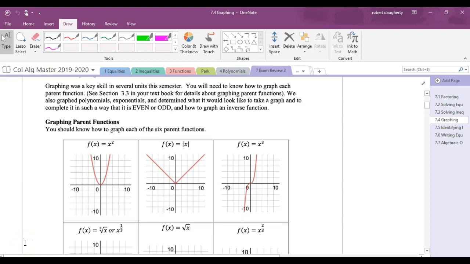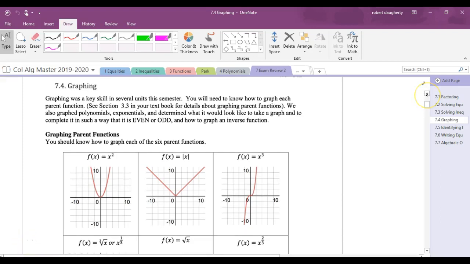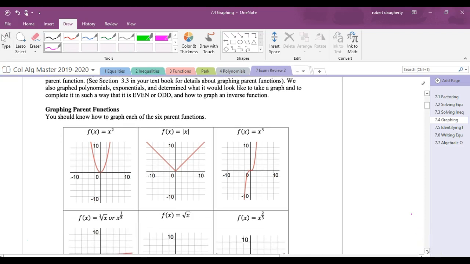Okay, continuing our review, 7.4 graphing. So again, we did several places in the semester where we graph. I'm trying to pull all of those together into one area here. The first time we really saw graphs that we had to do, we had these parent functions, okay?